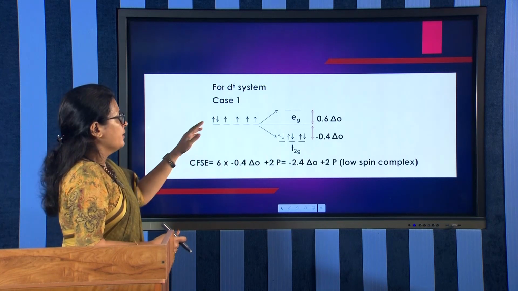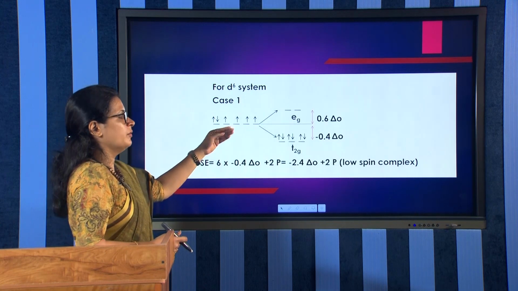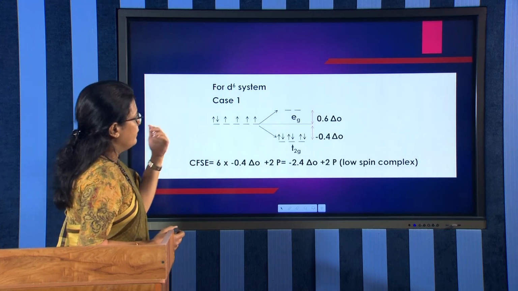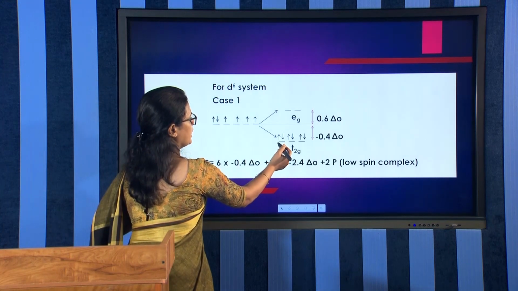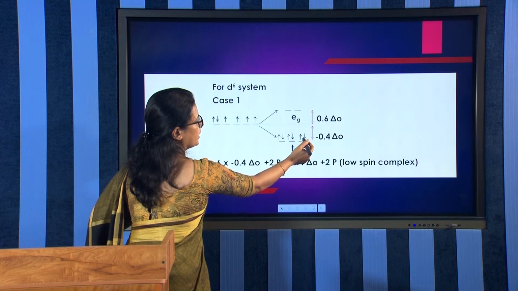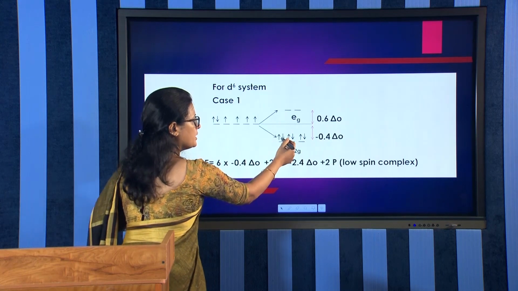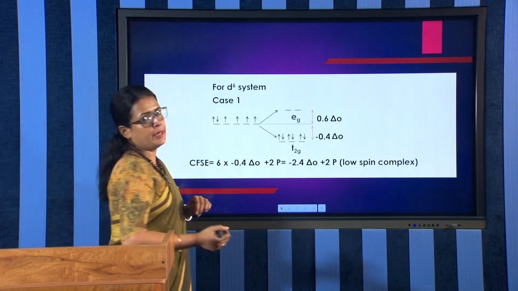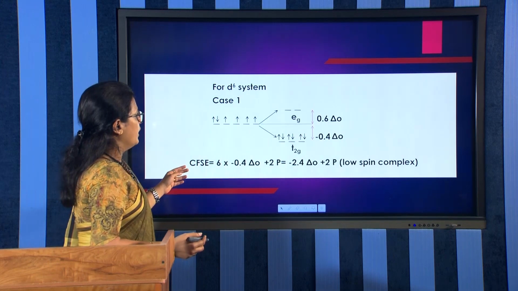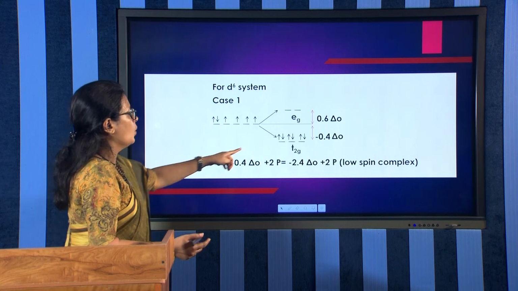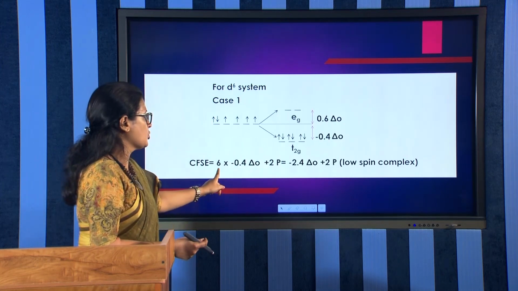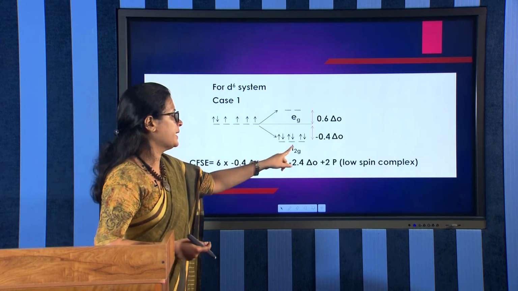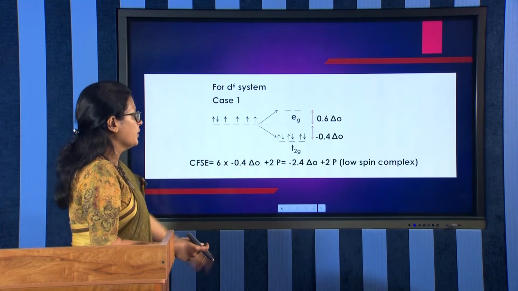higher level. In the first case, we are pairing the electrons. While filling the electrons, the first electron is added here, 1, 2, 3, we are adding 3, and the fourth is again paired here, the fifth again paired here, the sixth is also paired here. Now, while calculating the CFSE, how many electrons in T2g? 6 electrons, 6 into the stabilization energy, that is minus 0.4 delta O.